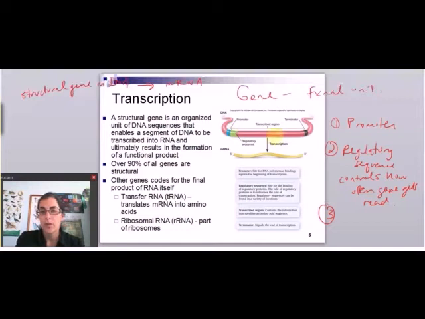The third component is the transcribed region. This is the part that will actually become copied into RNA. So notice in the diagram, the promoter does not actually become part of the mRNA. It's outside of the transcribed region. So the copied RNA, the transcribed region, and again, this will actually become, or will be copied into RNA.